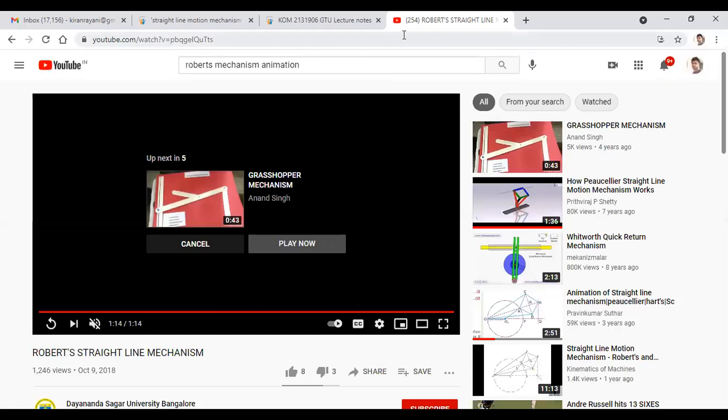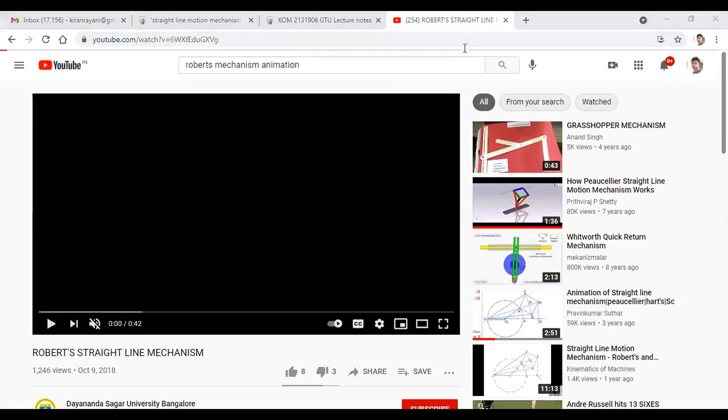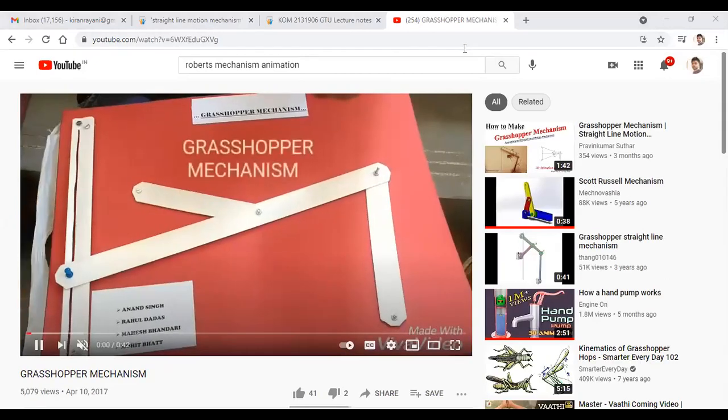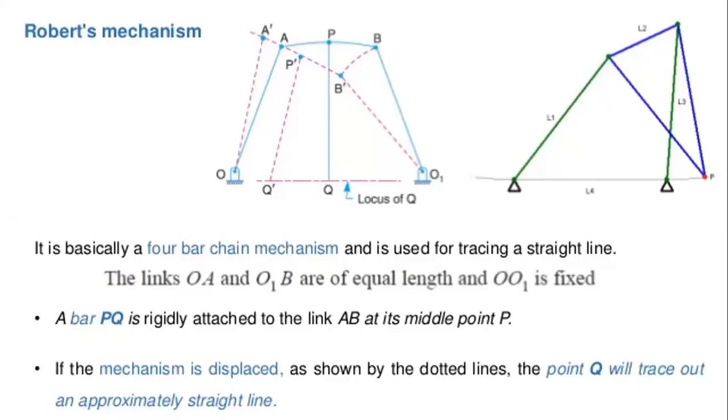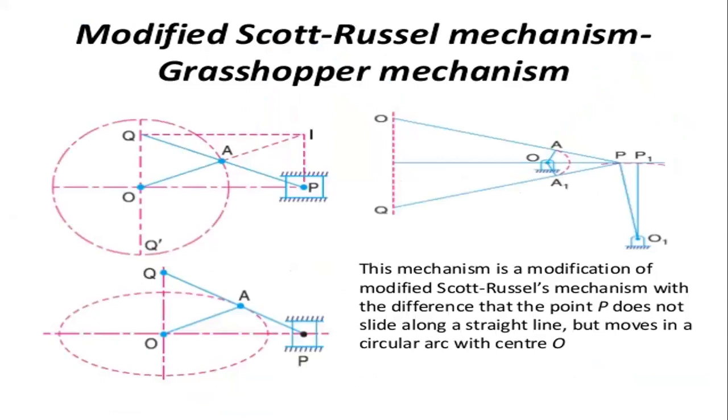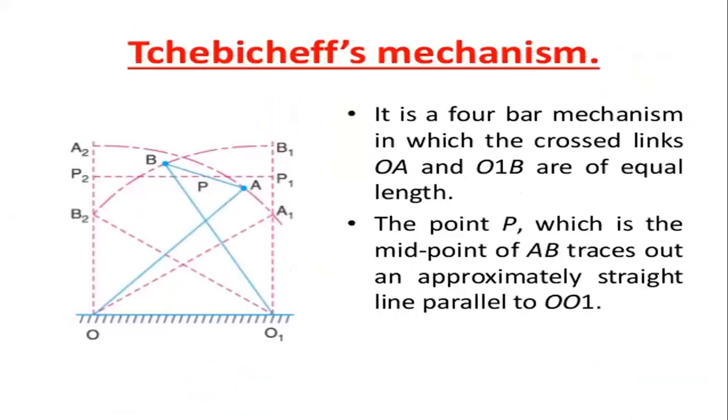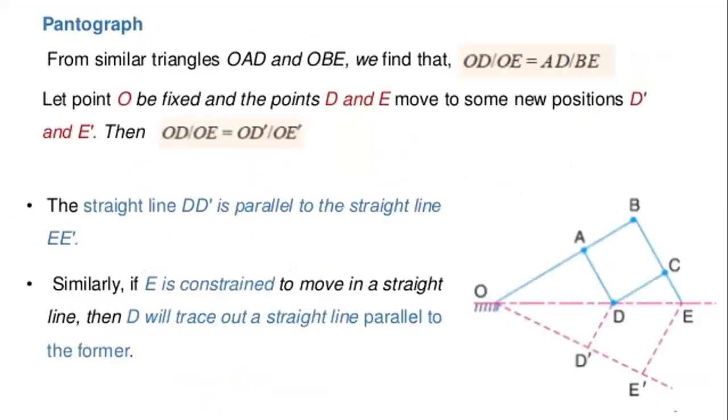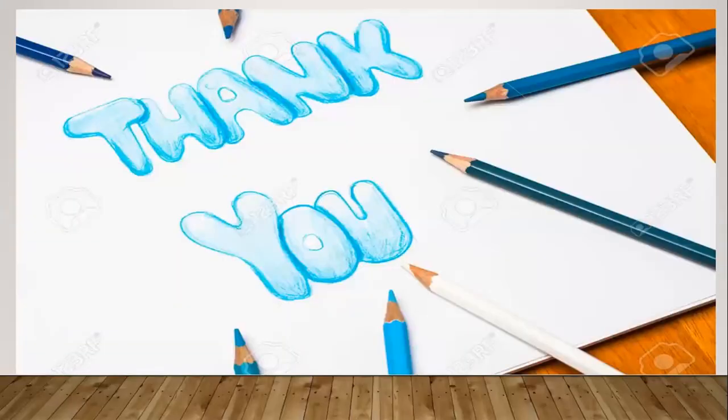Okay, this is about the Roberts mechanism. In the next class, we are going to see some more mechanisms, that is the modified Scott-Russell mechanism, which is called the Grasshopper mechanism, and Chebyshev's mechanism, and the pantograph, and other mechanisms. Thank you.